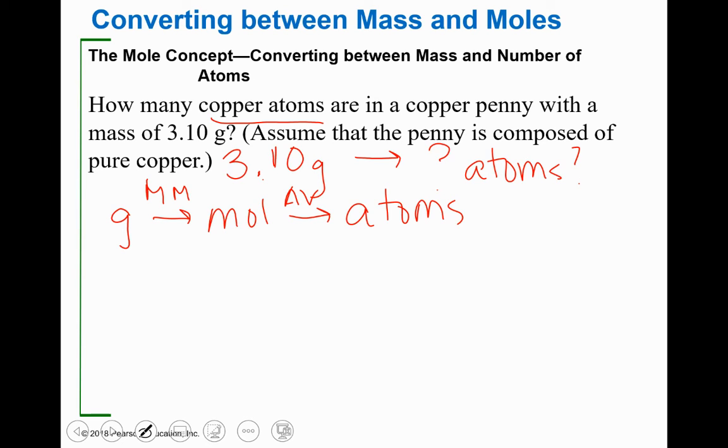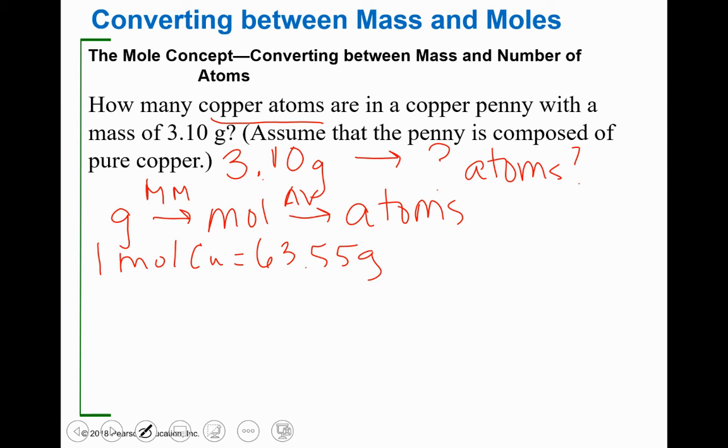So I think the first thing we should do is figure out what's the molar mass of copper. So 1 mole of copper is equal to, so take your periodic table. Copper is atomic number 29, and it has a mass of 63.55 grams.